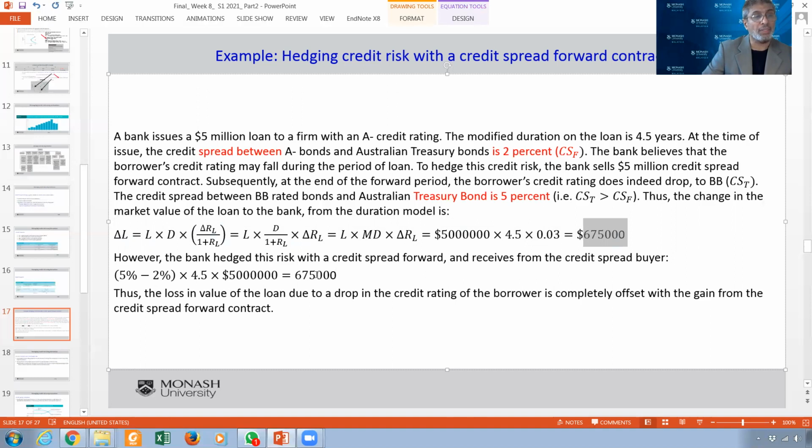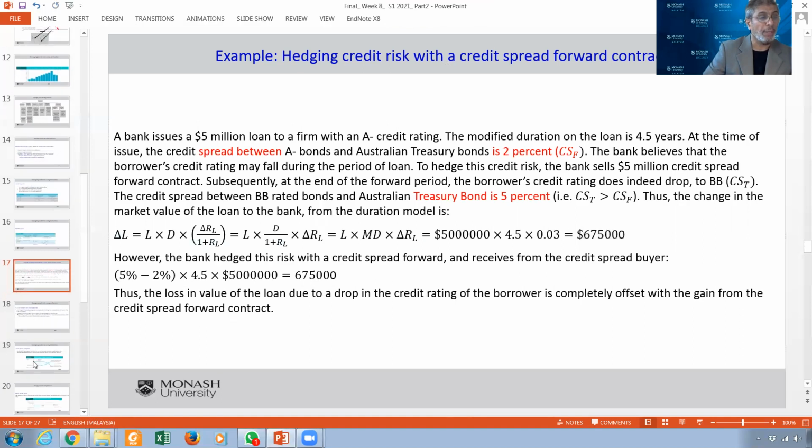Now, in the same case, you have to look at this one. The bank hedges its risk with a credit spread forward and receives from the credit spread the difference, which is 5 minus 2, which is 3%, times this, which is 675. So the loss in value of the loan due to the drop in credit rating of the borrower is completely offset by the gain from the credit spread forward contracts.